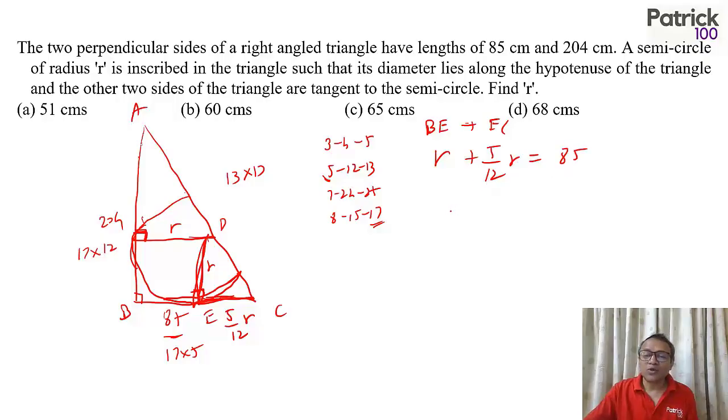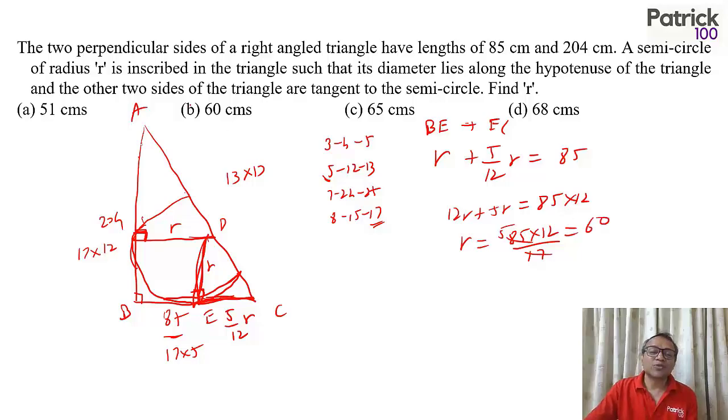Multiply by 12 across. So 12R plus 5R is equal to 85 into 12. That gives 17R, so R is equal to 85 into 12 upon 17. You will get the value as 60. That is option B. The key is the triplet. The moment you see a right angle triangle, remember triplets. These four triplets you should know by heart, to find other higher level triplets.